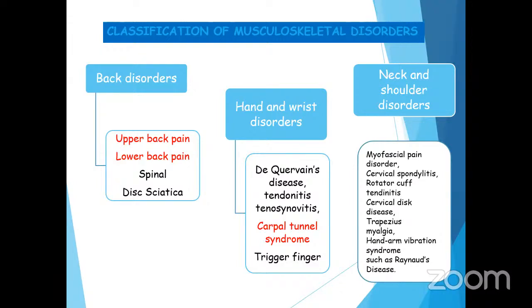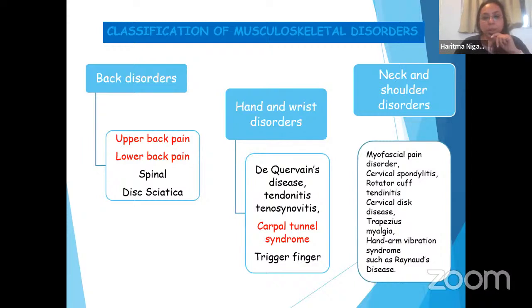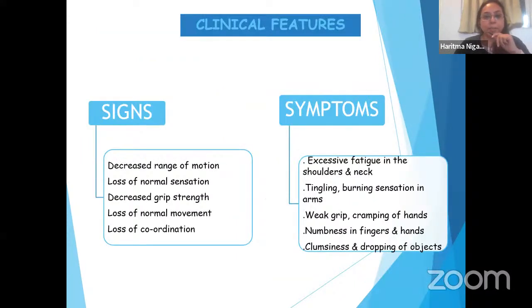Yeah. So now we'll see these diseases one by one in my further slides. These are various common signs and symptoms. Signs include decreased range of motion, loss of normal sensation, decreased grip strength, loss of normal movements, and loss of coordination.